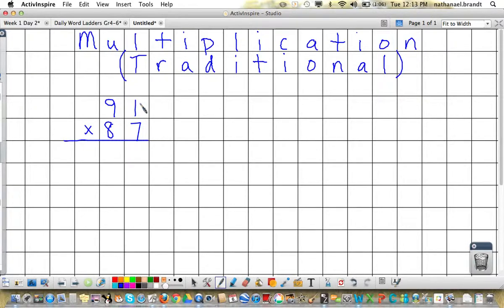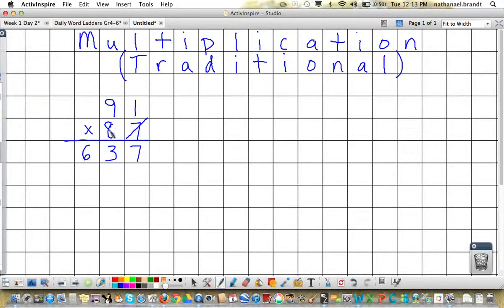So we start with the ones place at the top times the ones place on the bottom. 1 times 7 is 7. Then we go to tens place times the ones place. 9 times 7 is 63. Now we're done with the ones place on the bottom.